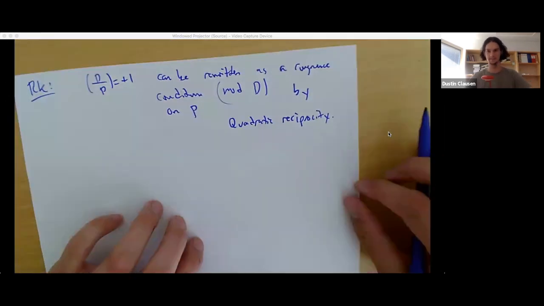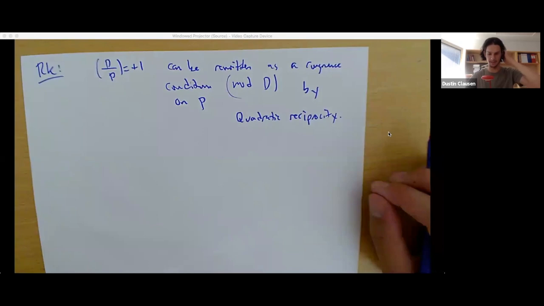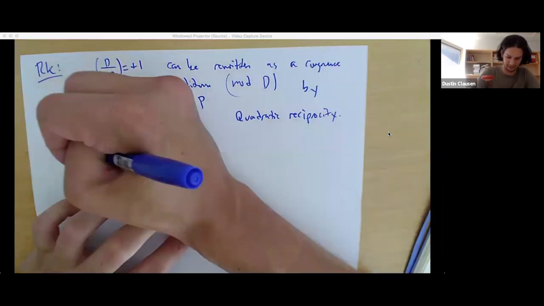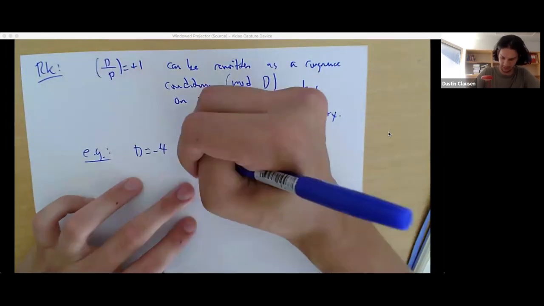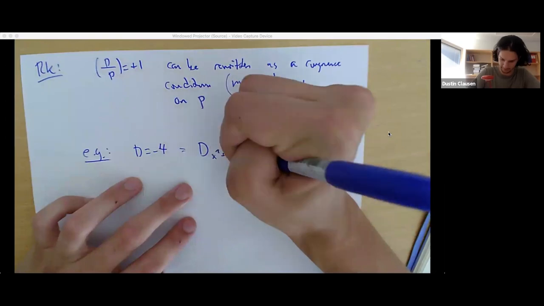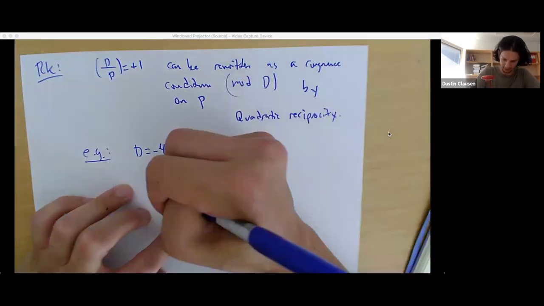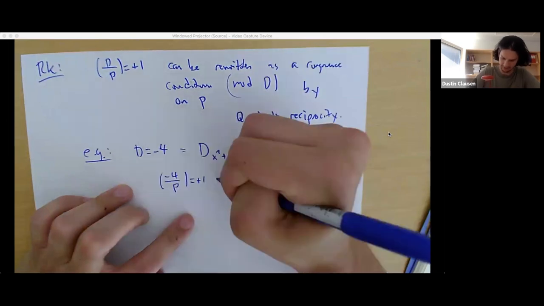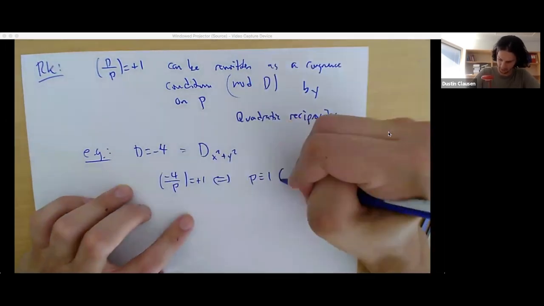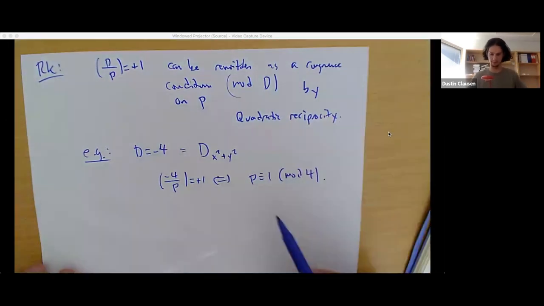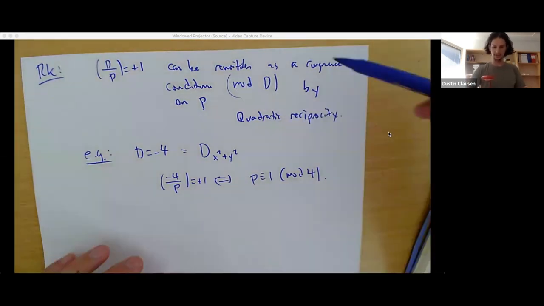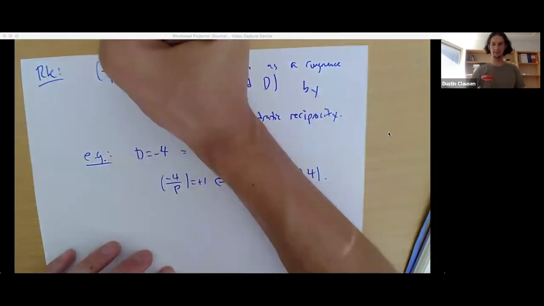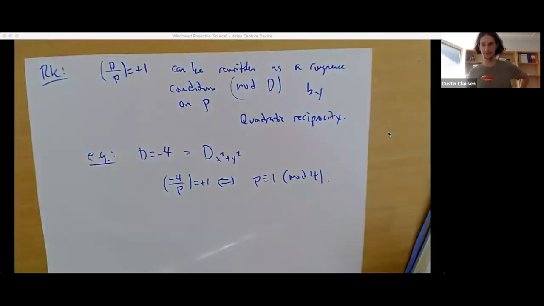There was an exercise similar to this a couple of problem sets back. So let me give just a very simple example. D equals minus 4, which is the discriminant of x squared plus y squared. Then we have that (minus 4 / p) is equal to plus 1 if and only if p is congruent to 1 mod 4. So it's a congruence condition mod minus D, which is the same thing as mod D. So because of this observation, it's very easy to check this condition for a given prime p. It's just a congruence condition mod the discriminant.